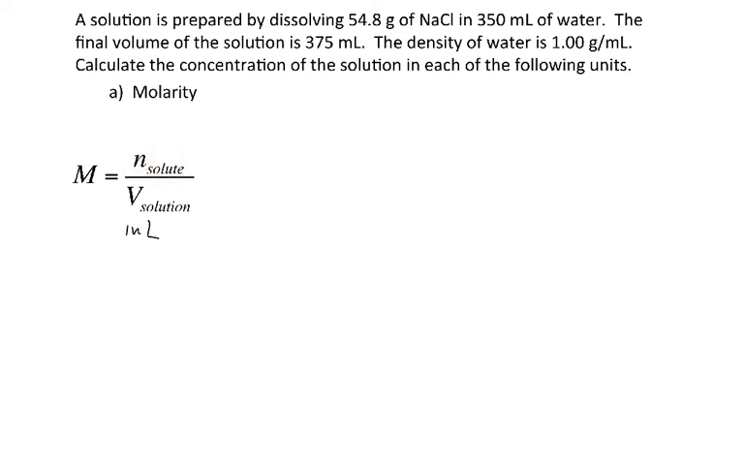So we'll look at the information that we're given and see if there's some way to calculate the moles of the solute. When I look at the information that I'm given, I'm told that I have 54.8 grams of sodium chloride. And if I know the mass, I can use the molar mass to find the moles. So the first thing I need to do is find the molar mass of sodium chloride. So molar mass is for sodium 22.99 grams per mole, and then for chlorine 35.45 grams per mole. So when I add those together, I get a molar mass of 58.44 grams per mole.